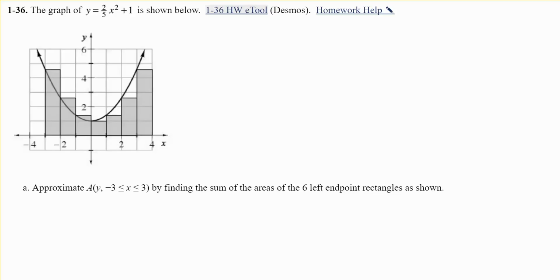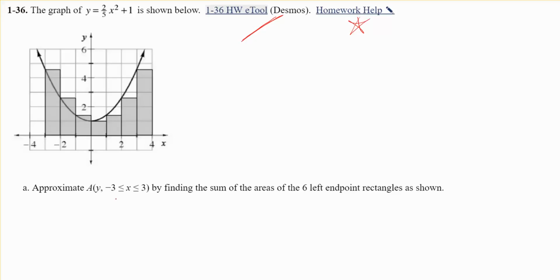All right, calculus, looking at number 36, our old left endpoint rectangles. I kind of wanted to do 36 because I really like how they've got this Desmos tool in here and some homework help. Just highlight a couple other options for us, of course.